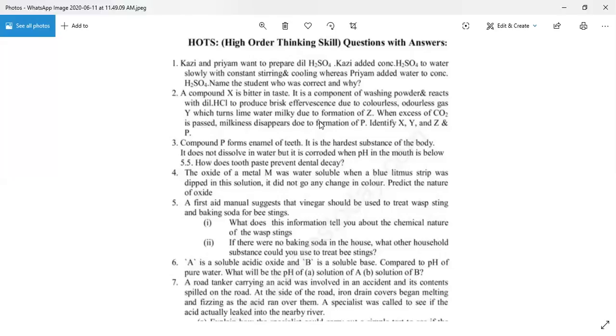Yes. CaO, ma'am. No, wait. They didn't ask which metal it is. They just asked the nature of oxide. Yeah, what is the nature then? Basic, because a basic substance won't change blue to red. Yes, any substance you can take. Yes, ma'am. It's basic. If it is a blue litmus, anything that's basic, okay, fine.